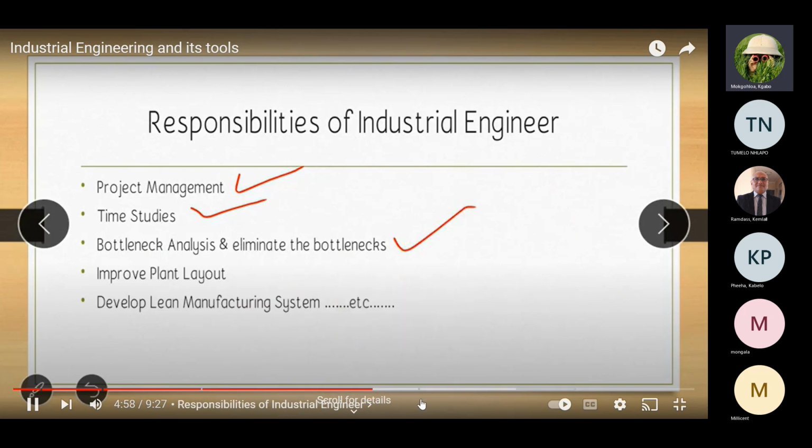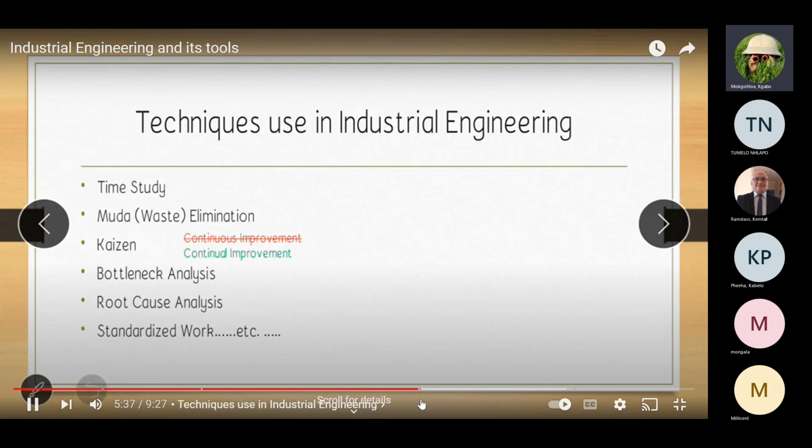The other responsibility of an industrial engineer is to improve the plant layout, because if we do the time study and then the layout improvement, that is also a responsibility of the industrial engineer. The next responsibility is to develop a lean manufacturing system. It is the main thing, because in lean manufacturing we get all the tools like Kaizen, Poka-yoke, 5S, Andon, level production, etc. It is the 25 tools of lean manufacturing. Lean manufacturing will be our next training. So these are the responsibilities of an industrial engineer.